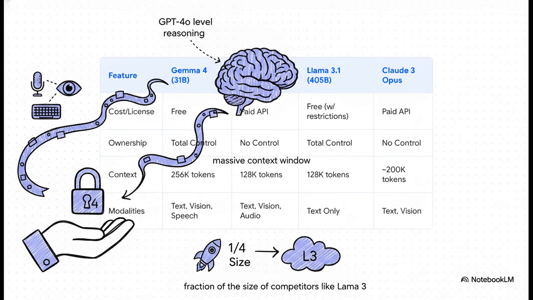So here's the real takeaway. When you put it all together, Gemma 4 gives you this incredible combination. You're getting GPT-4o level reasoning, the ability to work with images and speech, that gigantic context window, and you get total ownership. You can run it locally. All of this comes in a package that's just a fraction of the size of massive models like Llama 3.